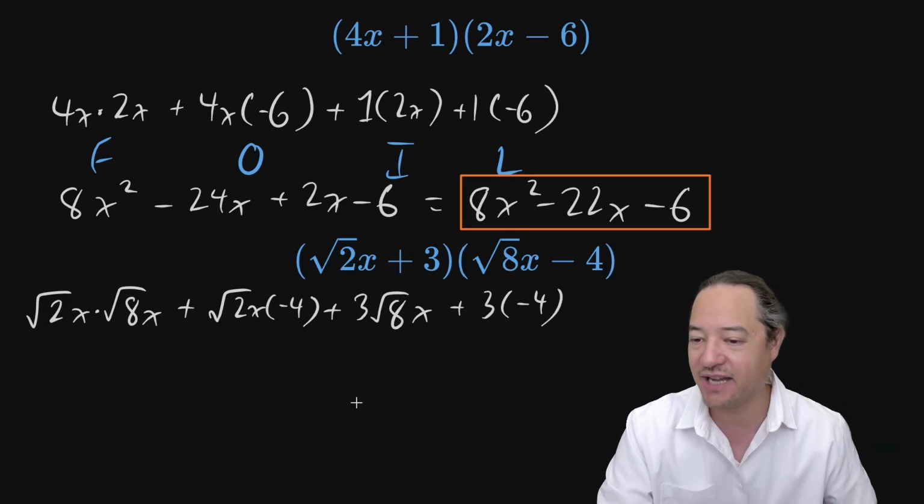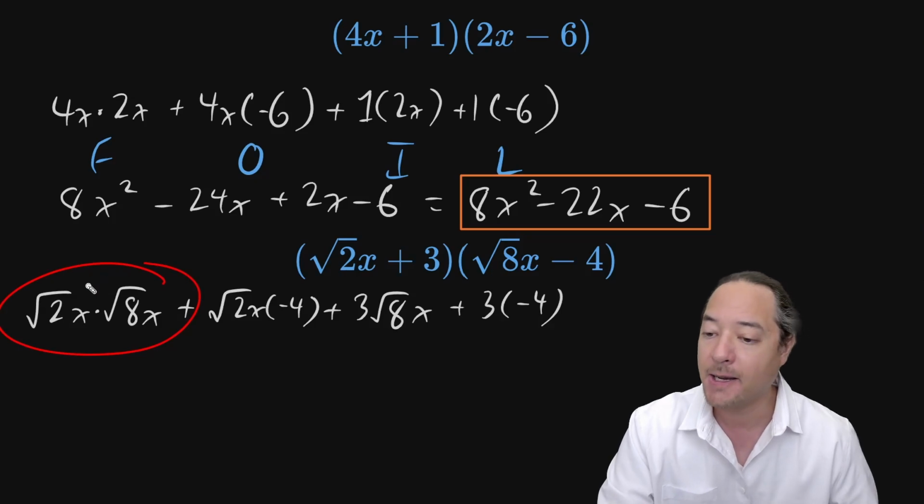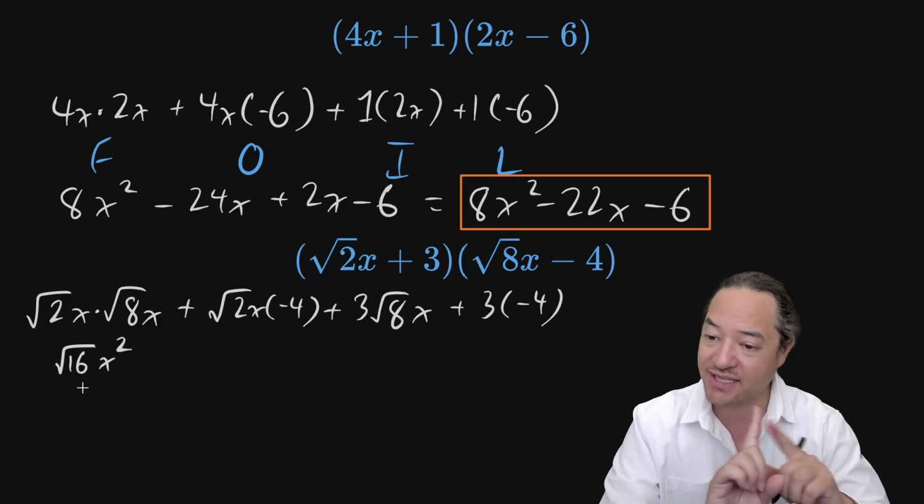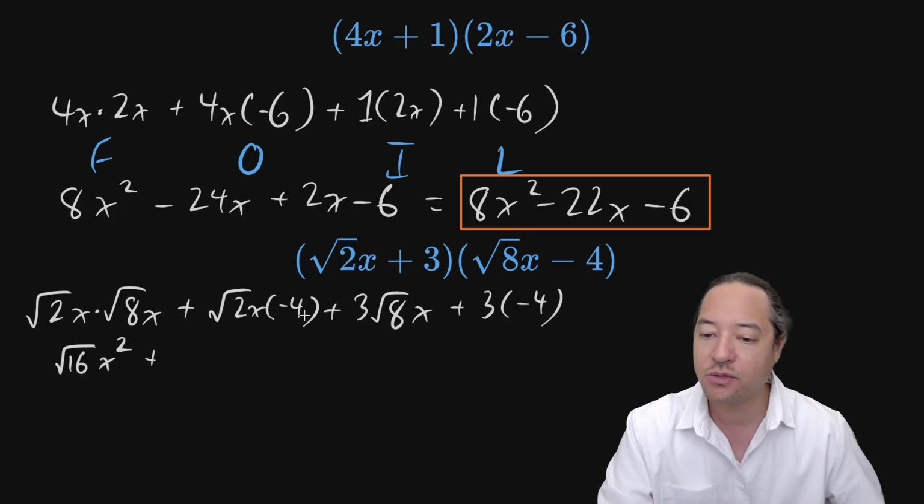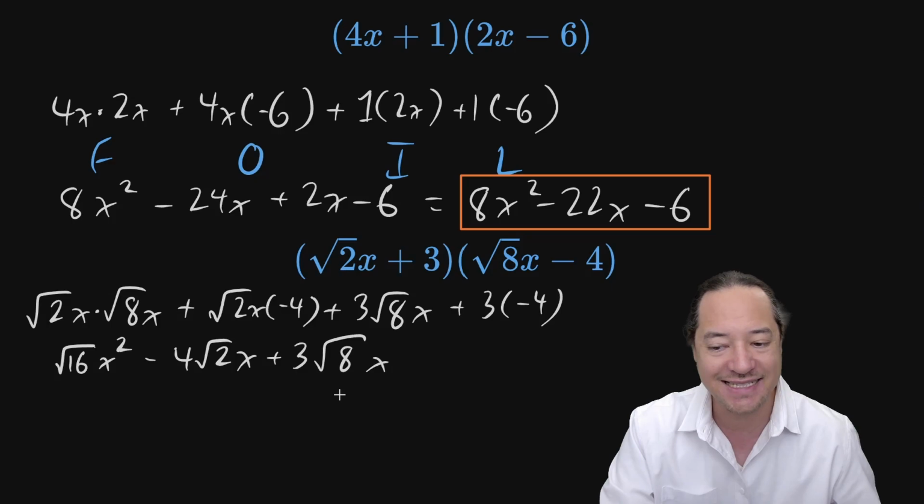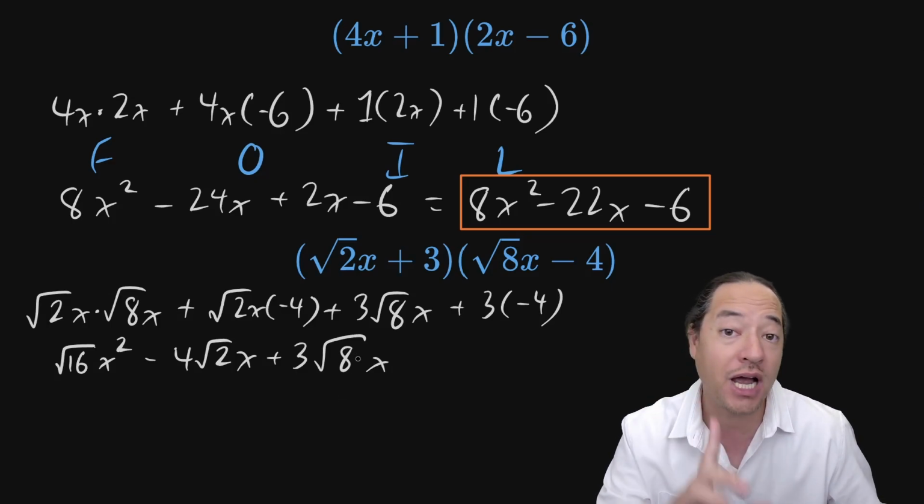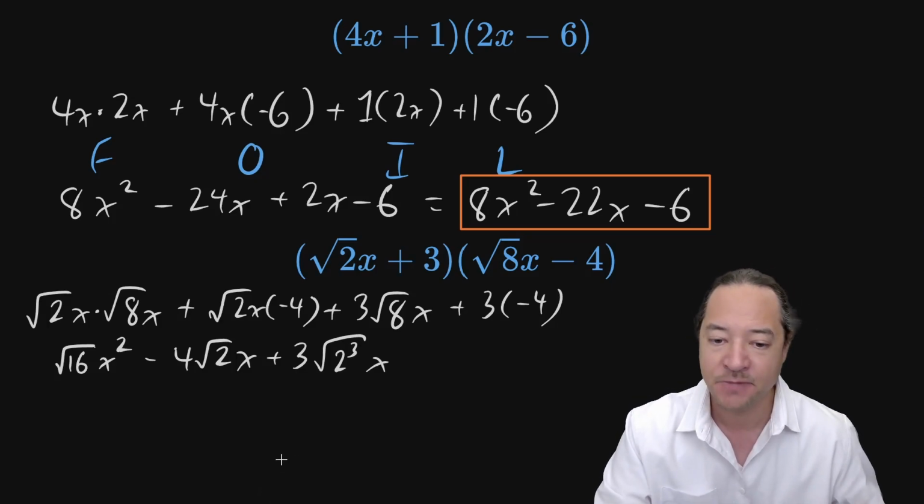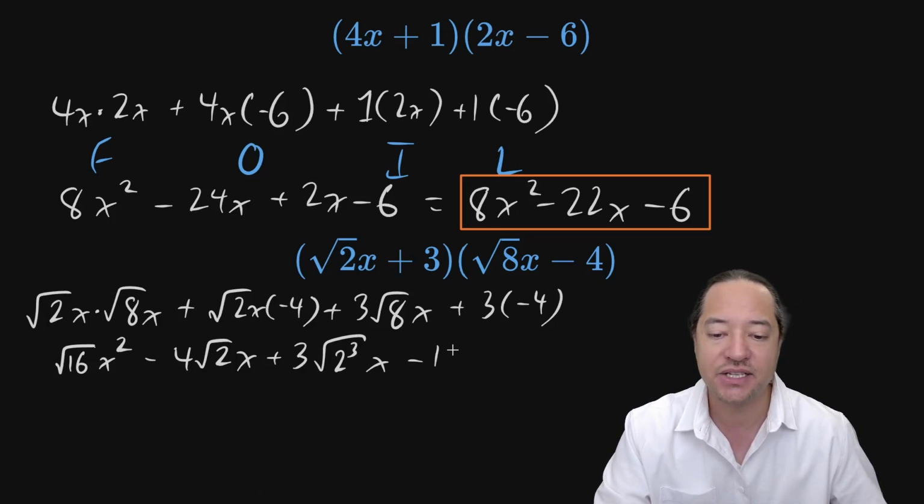Let's try and simplify. If we simplify this, we're actually going to get radical 16, aren't we? So we can call this rad 16x squared. The x's multiply together. Here this will be a minus 4 root 2x. And then here, this becomes a plus 3 root 8x. But I don't want to write it as a root 8. Instead, I'm going to write the prime factorization of 8, which is actually 2 cubed, right? And then finally here, I'm going to get a minus 12.